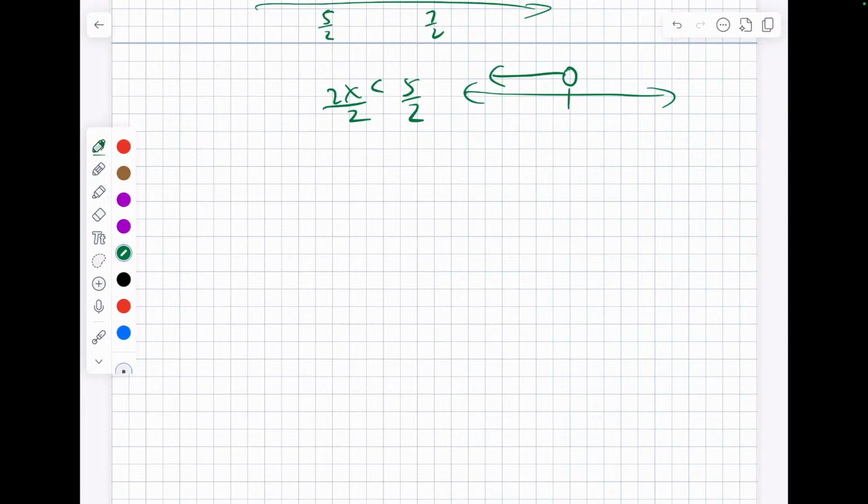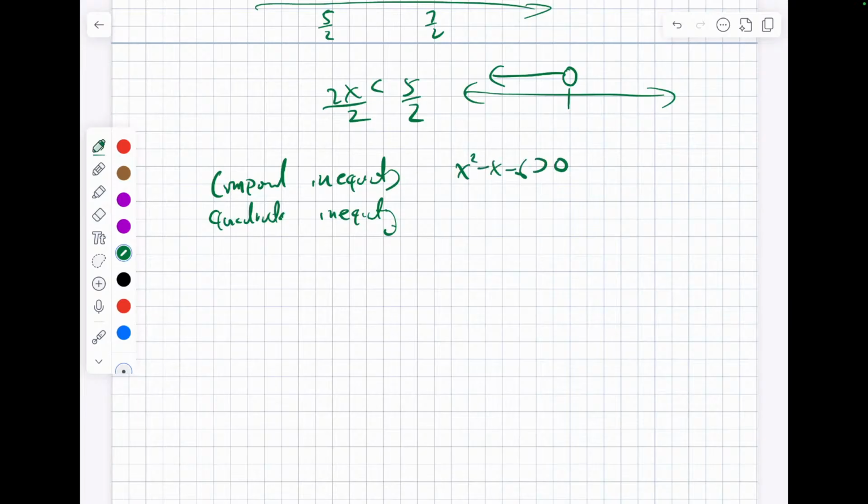The only ones where you have to do number line tests are compound inequality or quadratic inequality. Examples are like this: x squared minus x minus 6 greater than 0, or x minus 2, x plus 4, x minus 5 less than 0. Those are the times that you have to do number line tests, because they involve more factors. Did that answer your question? Other questions?